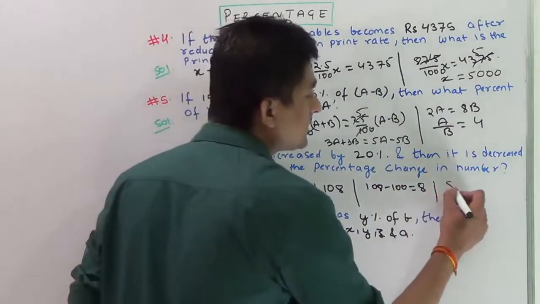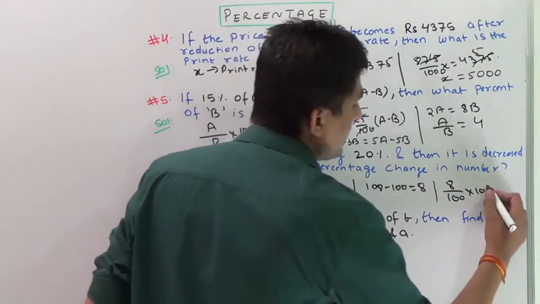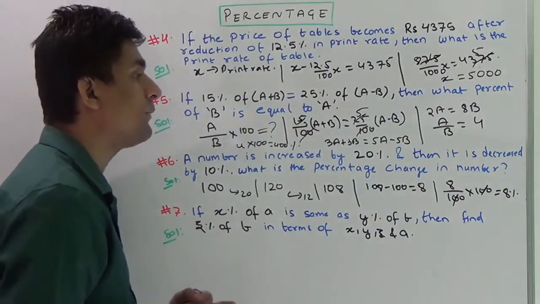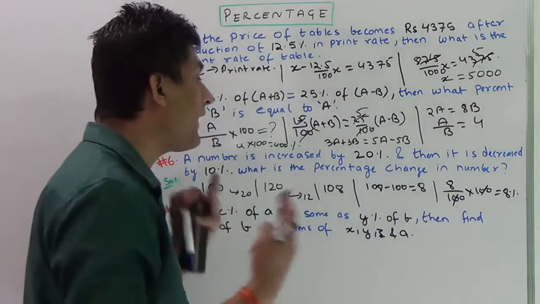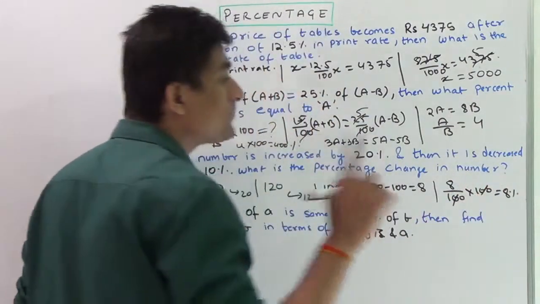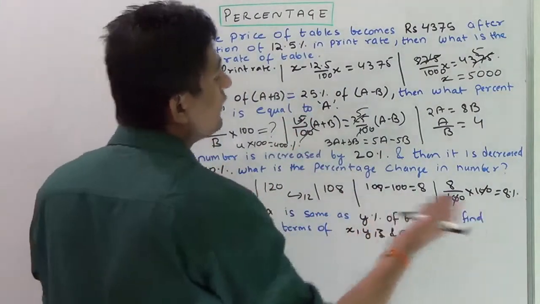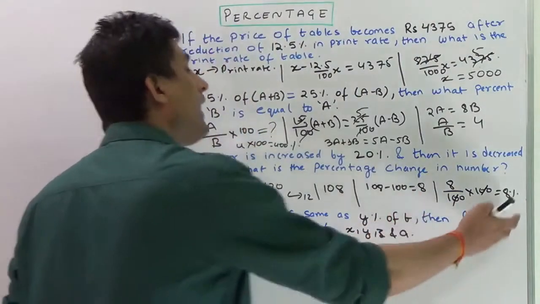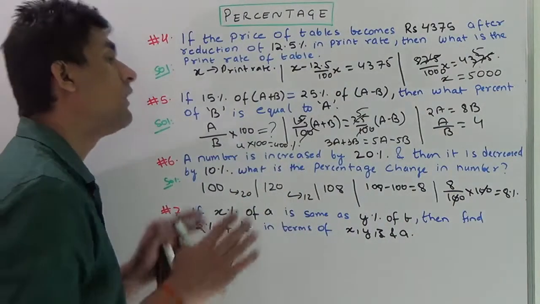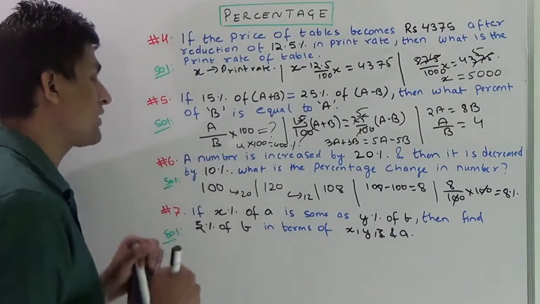And for the percentage change, I'll just write this equation and multiply with 100, and this will come out to be 8%. And 8% what? 8% is the change in number. That means the number has been increased by 8%. Okay, this point should be clear. It should be noted that it has increased by 8%. If there had been a negative sign, I would have said the number has decreased by 8%. But here there is a positive sign, so I will say the number has increased by 8%. I think this question is clear to you.